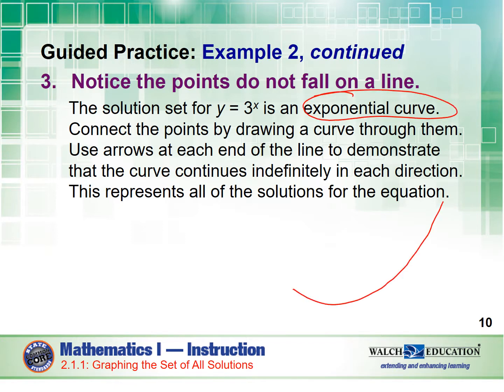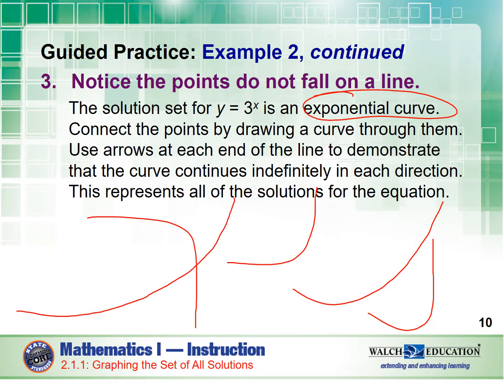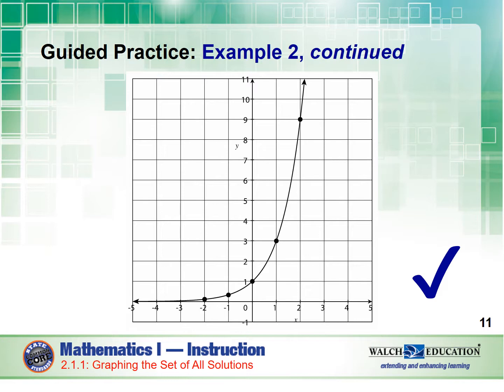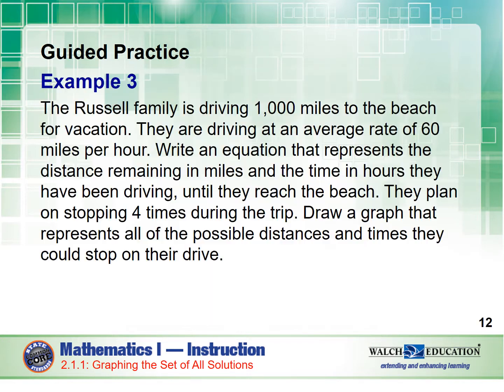That is a J curve. J curves can also look like this. They can be really steep, they can be more gradual, but anything that's not a line that looks like a J or an upside down J is exponential. You connect your points, use an arrow at each end to demonstrate that the curve continues infinitely in each direction, and this represents all the solutions for the equation. There you go. Beautiful curved exponential graphed line.